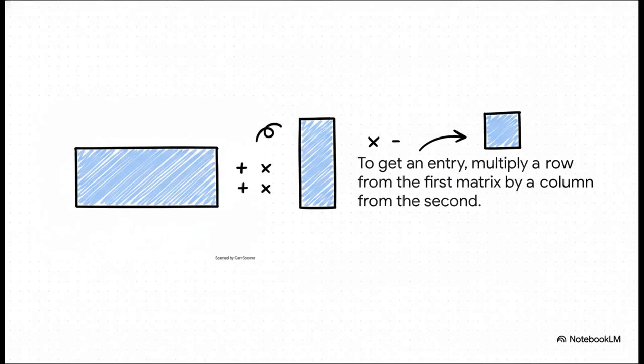So how does it actually work? It's kind of like a little dance. To get the number for just the top left corner of your answer, you take the entire first row from the first matrix and you match it up with the entire first column of the second one. You multiply the first numbers together, the second numbers together, and so on. Then you add all those little products up. That one final number is what goes in that top left spot. Then you just repeat that row by column dance for every single other position.